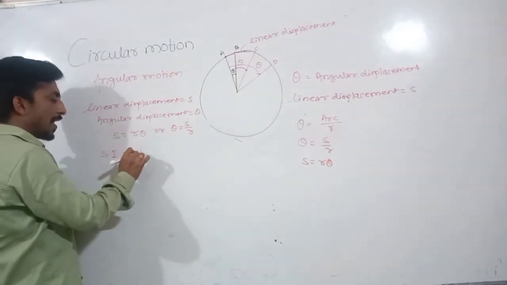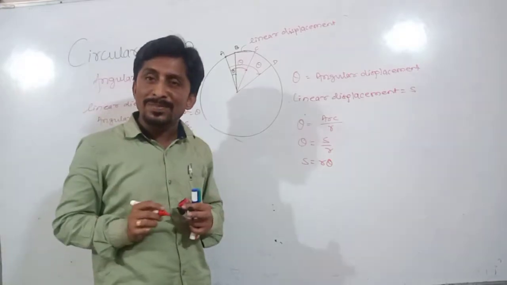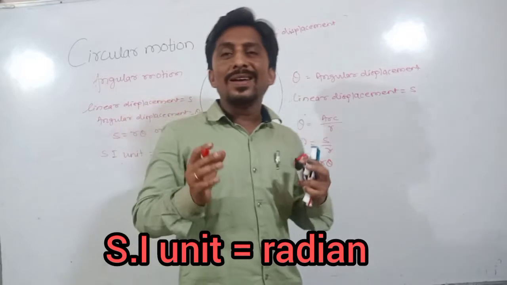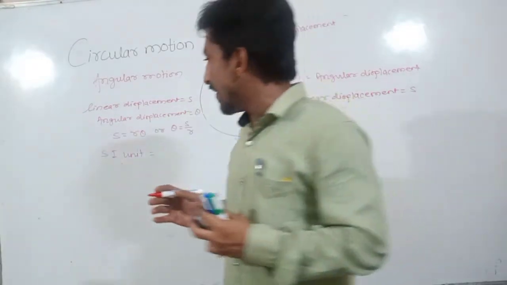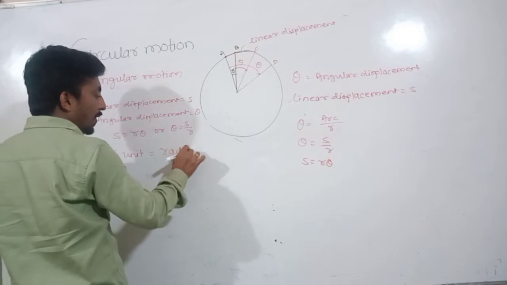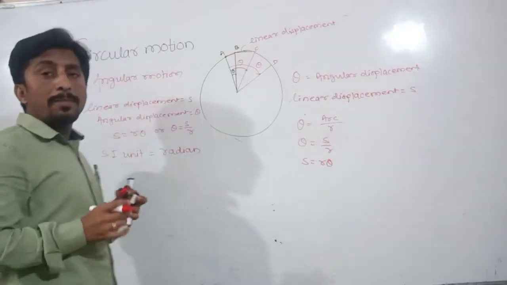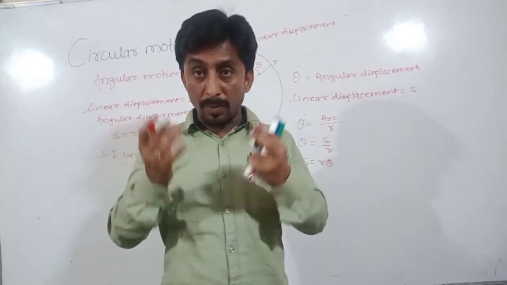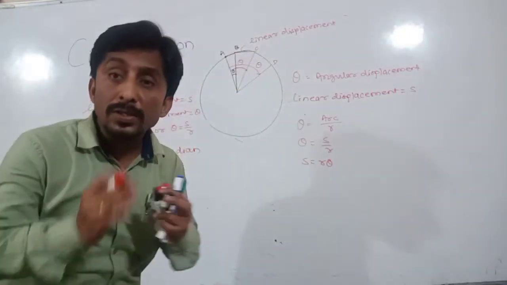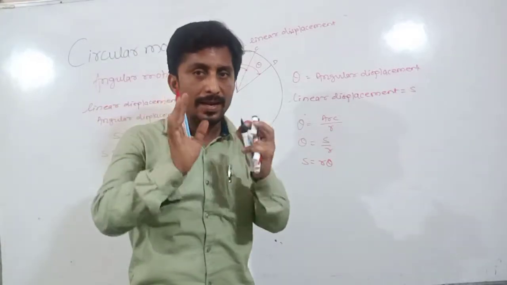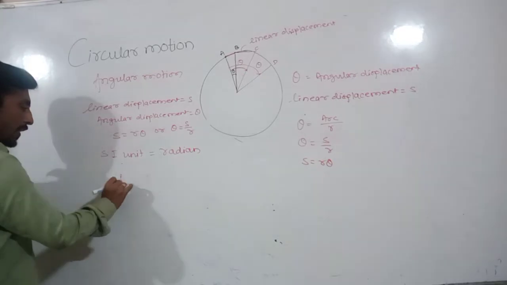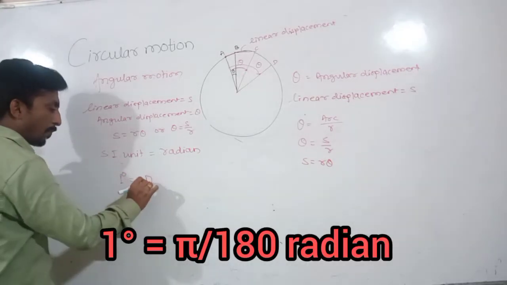Now, what is the SI unit? What is the SI unit of angular displacement then? So we know that SI unit to measure angle is radian. So SI unit is equal to what? Radian. Now up to now you have measured angle in degree, means you have drawn the angle 30 degree, 45 degree, 60 degree. So you must know the relation between degree and radian. So what is the relation? 1 degree, angle in degree is equal to pi by 180 radian.